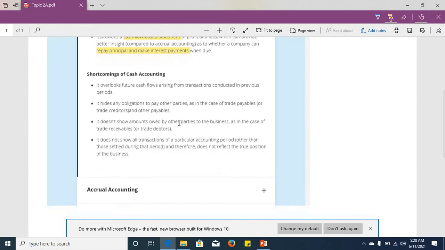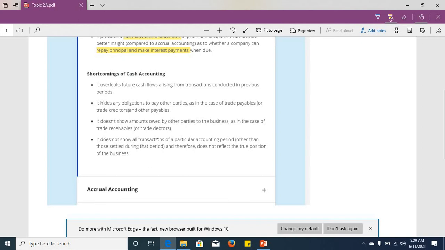Shortcomings of cash accounting: it overlooks future cash flows arising from transactions conducted in previous periods. If there is no cash received, there may be some debtors from whom you are expecting part of your sales to be collected in the future; that will be overlooked and not considered. It hides any obligations to pay other parties, as in the case of trade payables or trade creditors and other payables. As I told you, there are no trade creditors, so this ignores any future payables also. It doesn't show accounts owed by other parties to the business, as in the case of trade receivables or trade debtors. Again, trade debtors are also excluded.